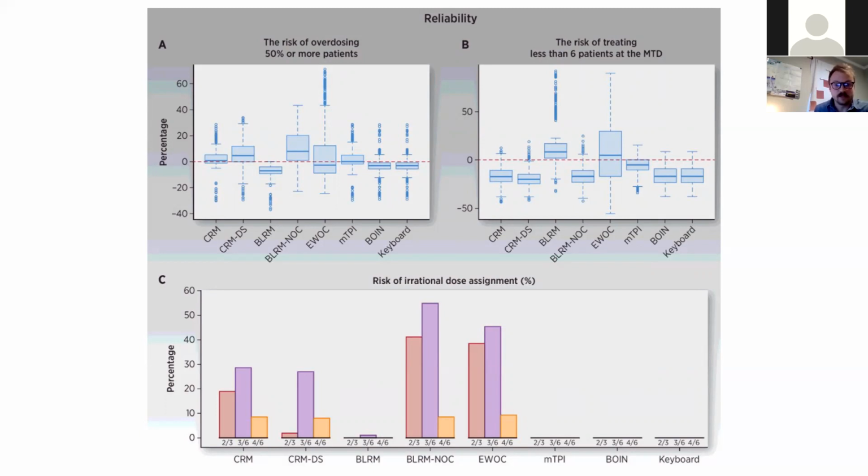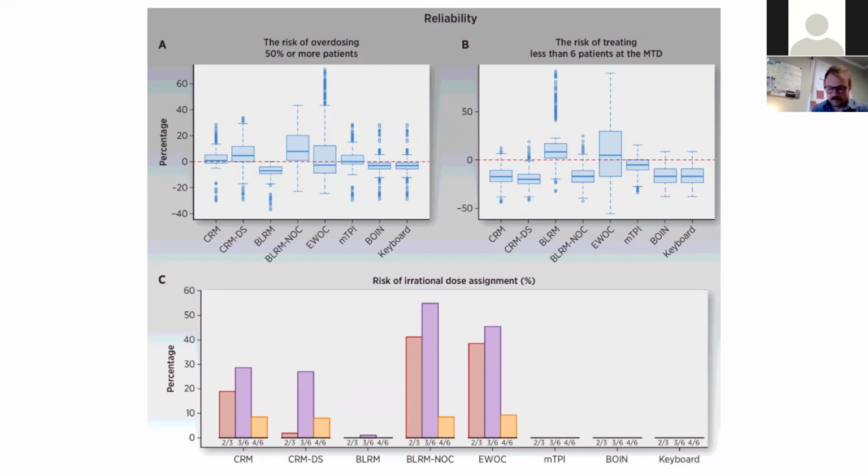And then in figure B, the risk of poor allocation, which was defined as a percent of simulated trials in which fewer than 6 patients are treated at the MTD. So as we can see by these results, in terms of the risk of overdosing 50% or more patients, lower is going to be better. And the Boyne keyboard designs perform the best. And the CRM and MTPI perform comparably to the 3+3.